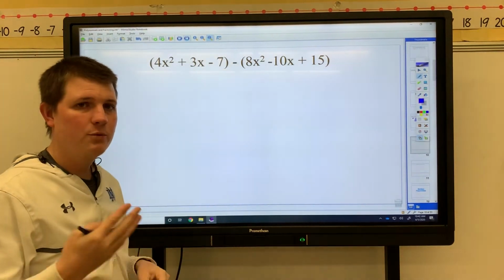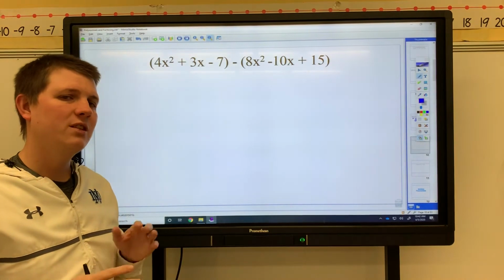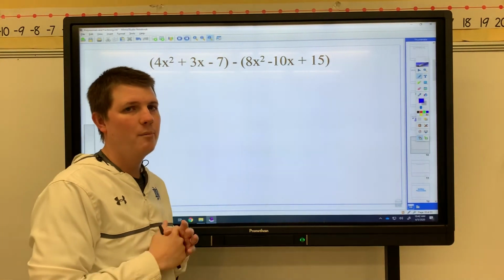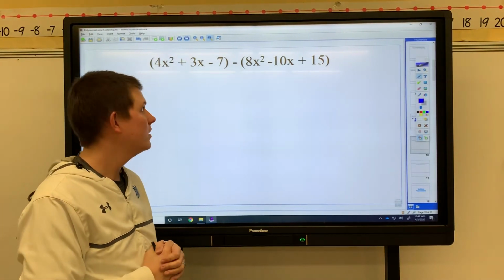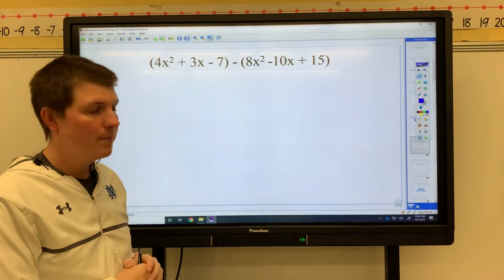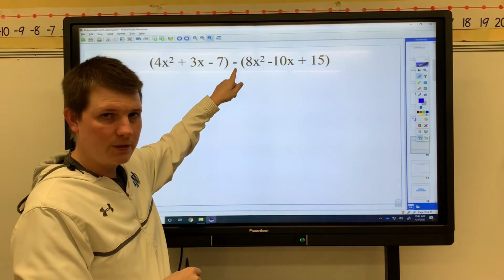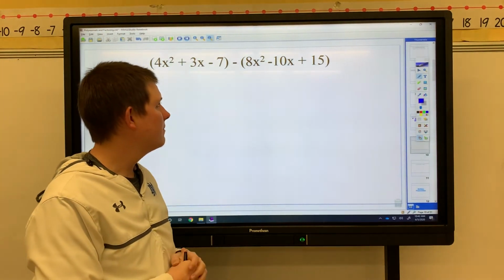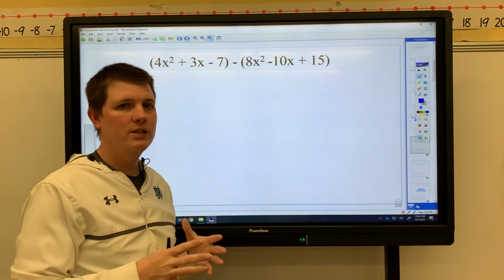This time we're going to do a subtraction problem. We're going to do this just slightly different, one extra step, but besides that it's the same thing as addition. So I have 4x to the second plus 3x minus 7 minus, we're subtracting, 8x to the second minus 10x plus 15. So here's how we're going to do this.